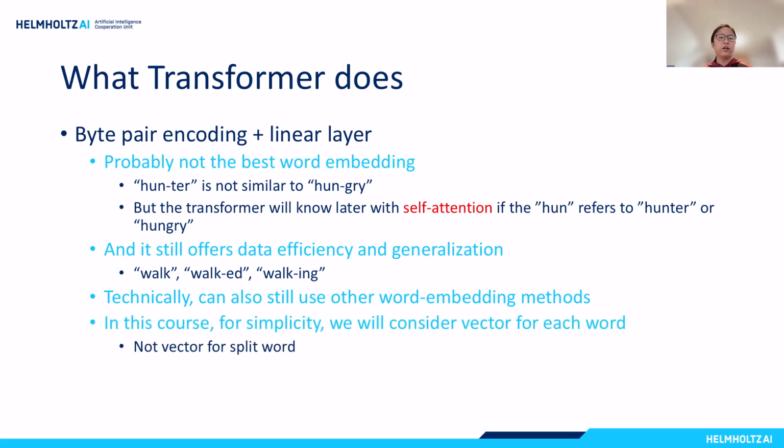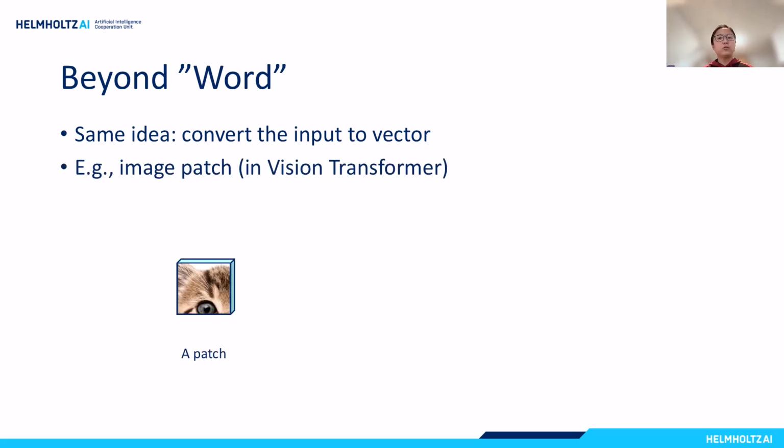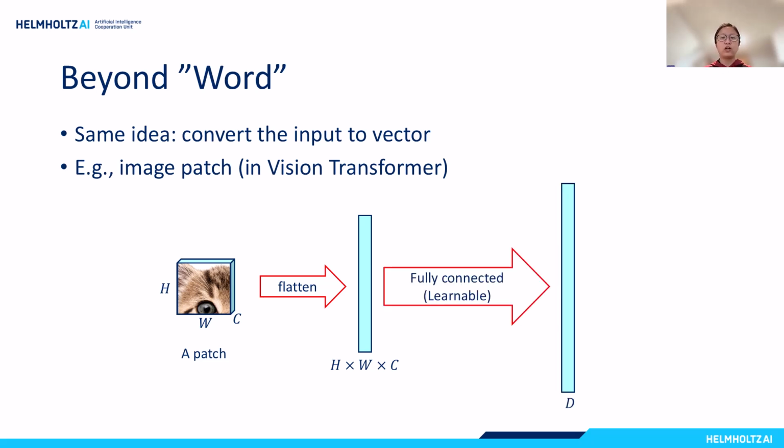To make the explanation easier in this course, we will consider each word instead of split words. And for other types of data, the idea is similar, which is to convert the input to vectors. For example, the image patch input used in the vision transformer. We can convert an image patch of size height H, width W, and channel C by flattening it, then use a learnable neural network to make the embedding of size D for the transformer.